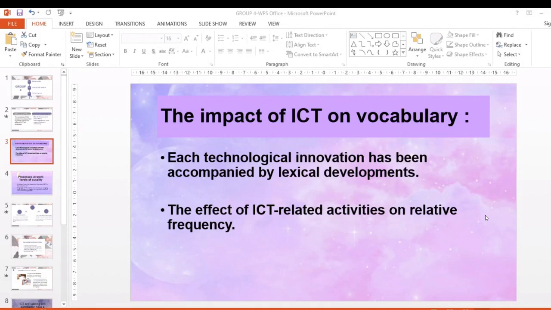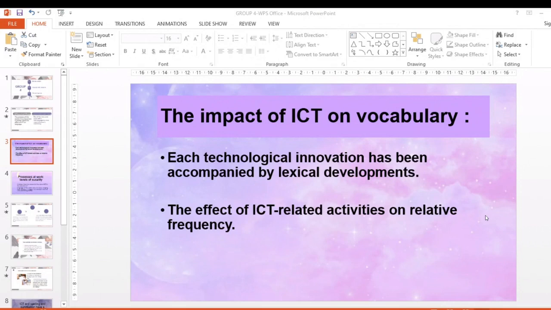The impact of ICT on vocabulary. Each technological innovation has been accompanied by lexical developments. According to Crystal, as a result of the continuous flow of new words from the field of science and technology since the 17th century, scientific and technical terms now make up over half the vocabulary of English. For example, well-known words: television, tape recorder, and computer. New words: folder and save.